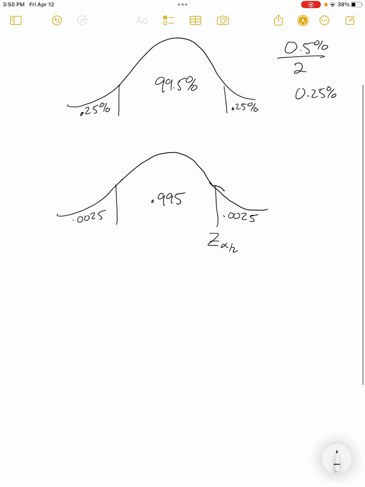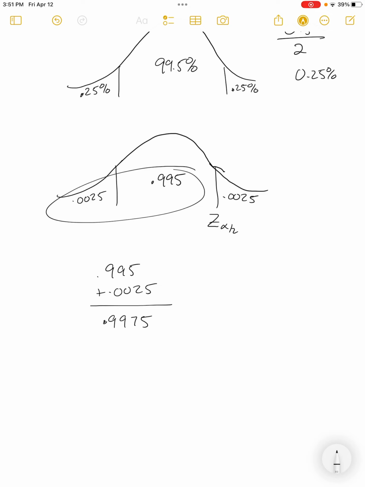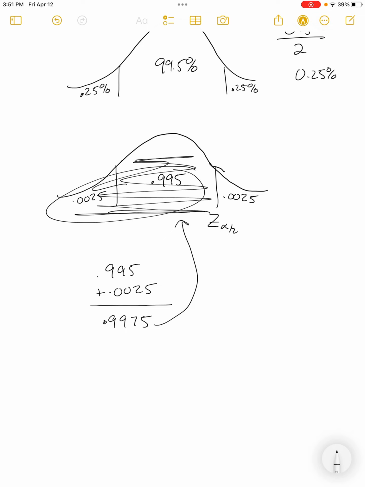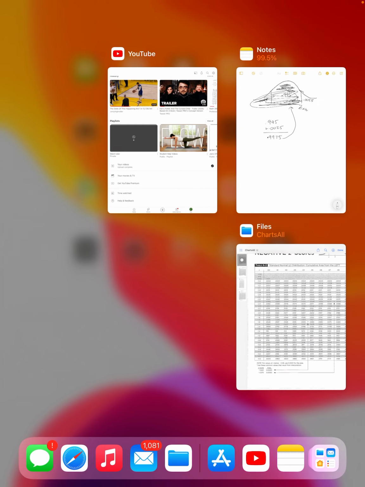I can get to that z value if I can give the chart the area to the left. So the area to the left of z alpha over 2 is 0.995 plus 0.0025. And if I add those up, I get 0.9975. So 0.9975 is the full area to the left, all this area down here, including this tail, including this middle region. And why is that so important? Because that's what my chart reflects. So with that in mind, let's go look at the chart.